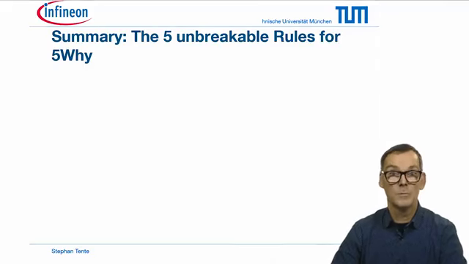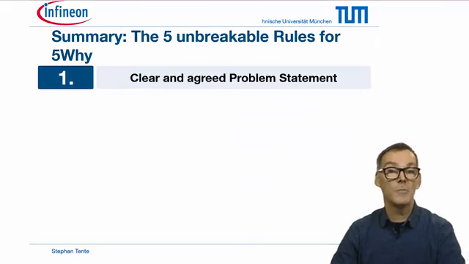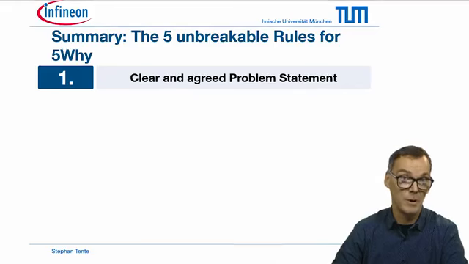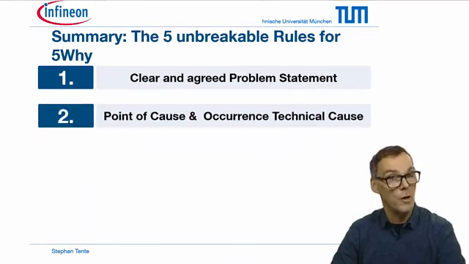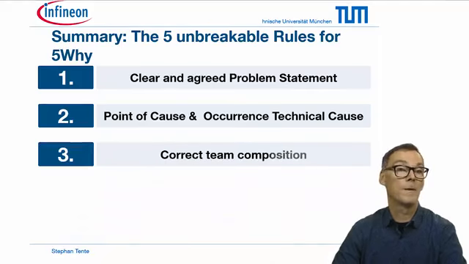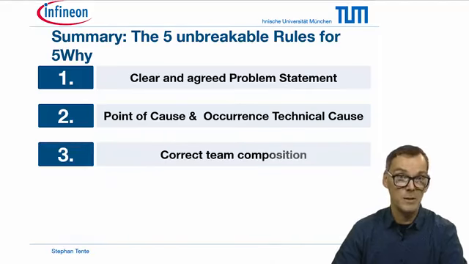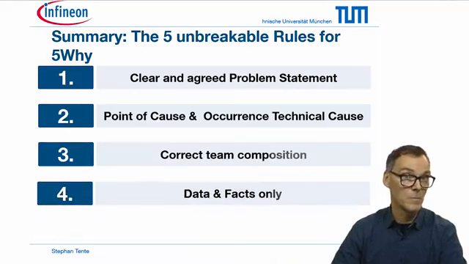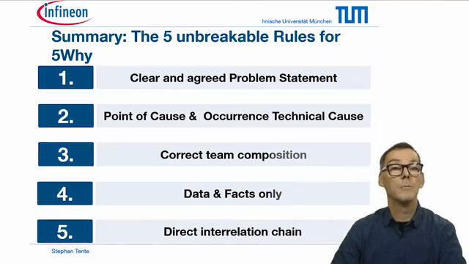So, here they are. Now you know the 5 unbreakable rules for the correct 5Y usage. A clear and agreed problem statement, the point of cause, or best the point of cause as well as the occurrence technical cause. You have your right team members in place. You only use data and facts. And you build up direct interrelations in your cause and effect chain.